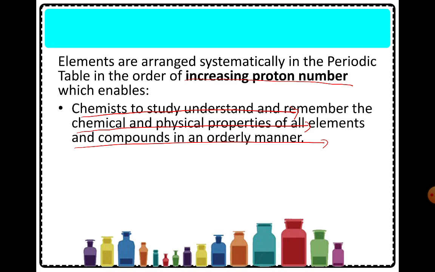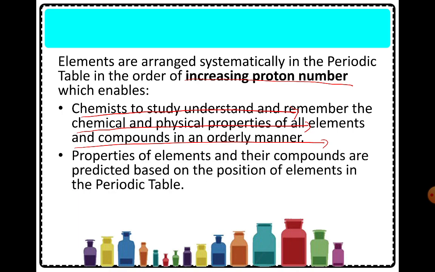Chemists to study, understand, remember the chemical and physical properties of all elements and compound in an orderly manner. Maksudnya di sini ahli kimia dah mengkaji ataupun dah memahami dan mengingati tentang bahan kimia ni berserta dengan dia punya chemical dan juga physical properties. Ya, sebab itu dia disusun macam tu. Maksudnya periodic table ni disusun mengikut kepada dia punya chemical and then dia punya physical properties dia. Okay, so kalau di chemical properties dia, maksudnya ciri kimia dia sama, dia akan disusun dalam satu kumpulan. Okay, so dia tidak akan bercampur lah dengan kumpulan yang lain.